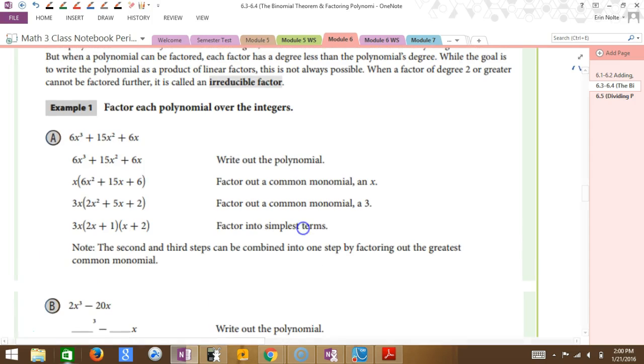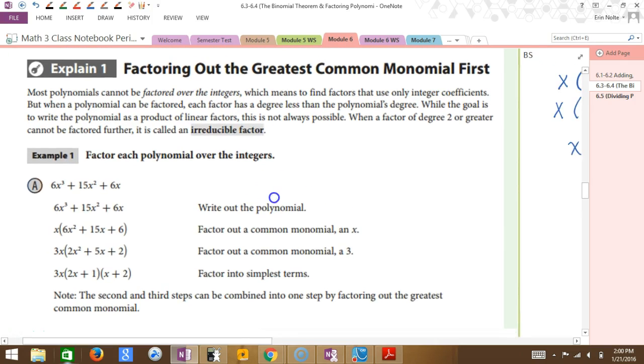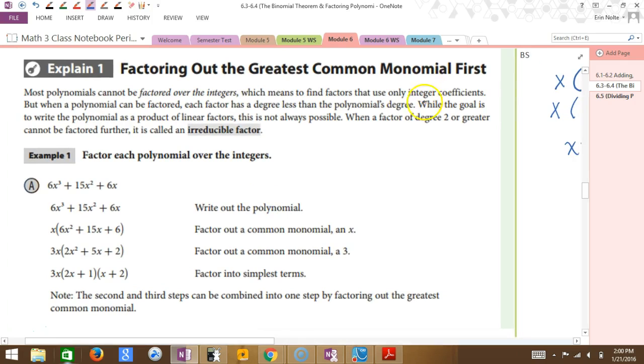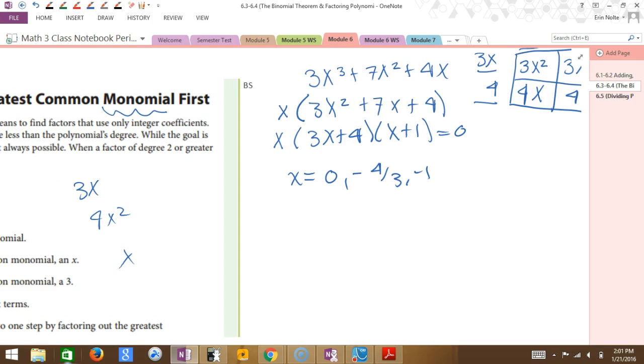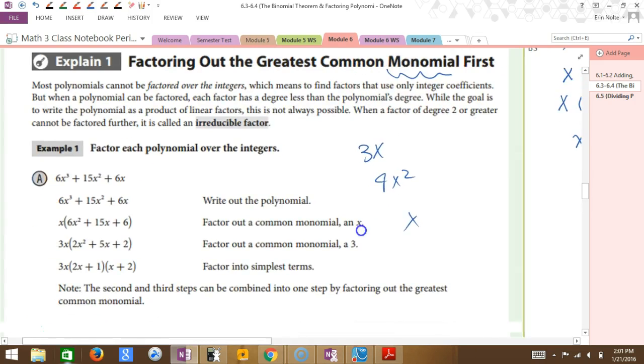The first step is always factoring out our greatest common monomial. Remember when we learned what a monomial was? Something like 3x or 4x squared or x. For example, we took out the greatest thing we possibly could as the first step over here. We could take out that x, right? So that's the very first step to factoring.